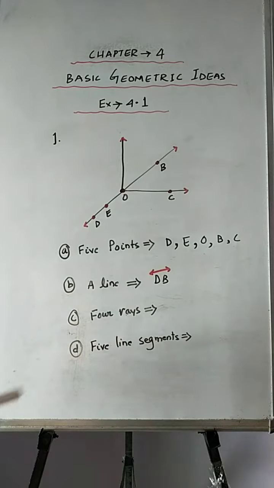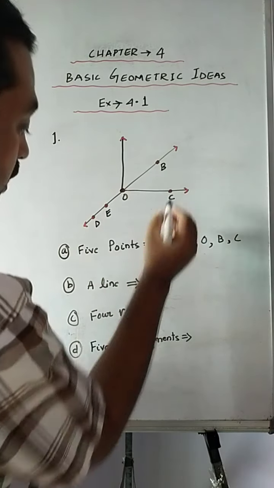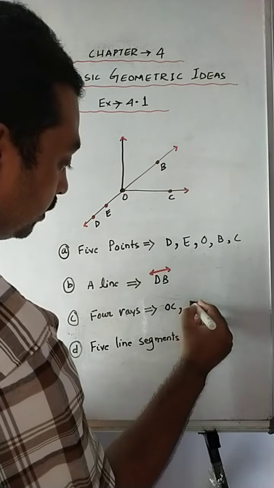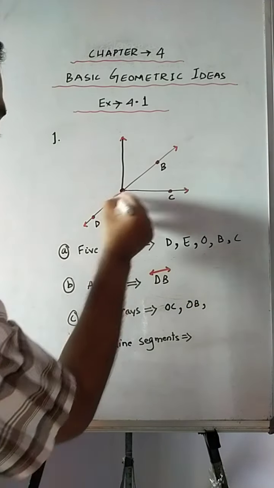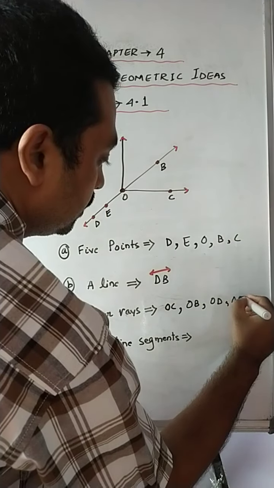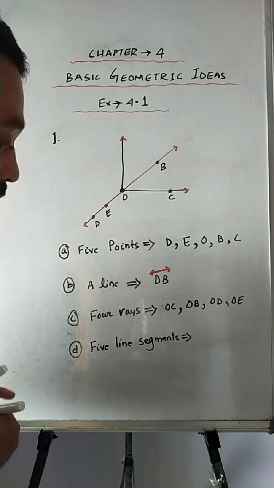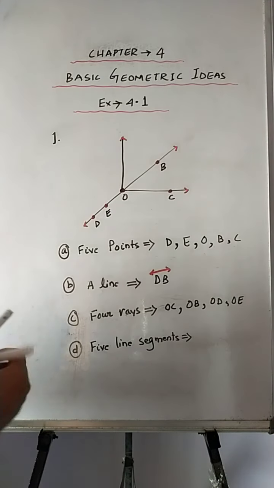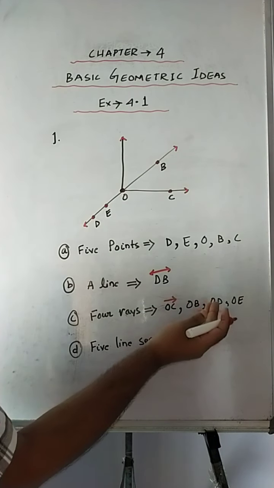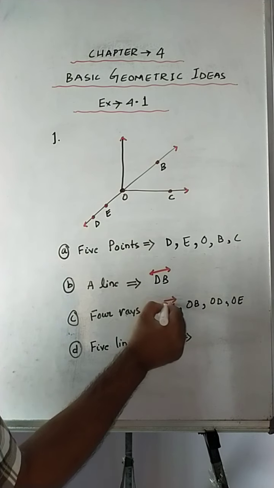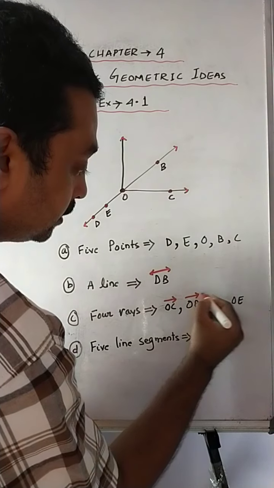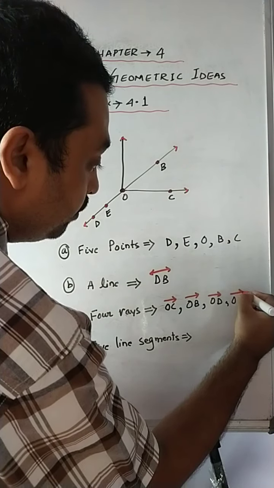How many rays do we have to name? 4 rays. That is first of all OC, then OB, then OD and OE also. Since these are rays, we also have to give a symbol of ray. Draw a line and put one arrow only on one side, not on both sides. If you put an arrow on both sides, then it will imply a line. The same thing we'll do with these. So these symbols are very, very important.